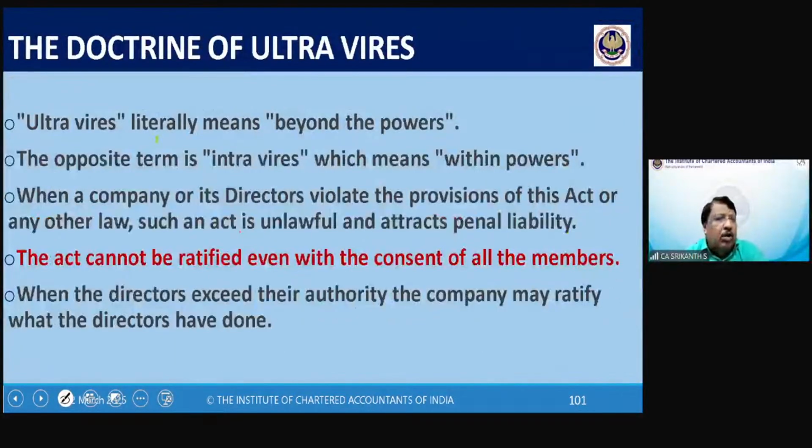Therefore, we cannot. Now, I'll quickly go through the doctrine of ultra vires. If possible, we'll finish the other two doctrines also. Then we can move on. We already saw ultra vires literally means beyond the powers.